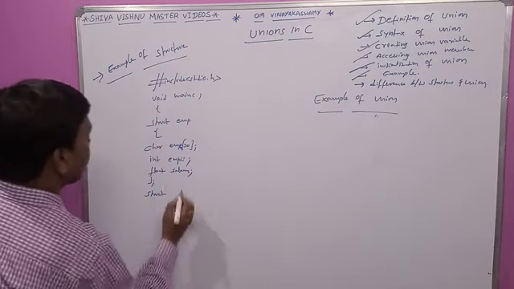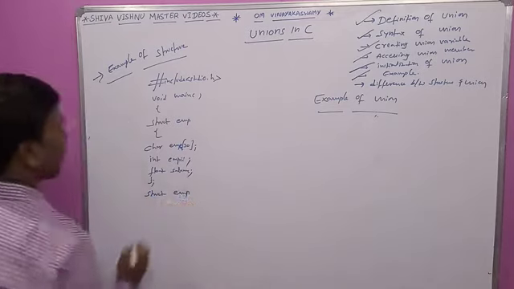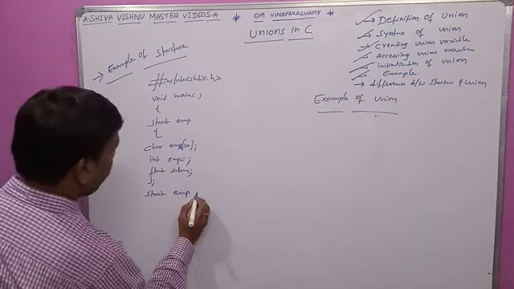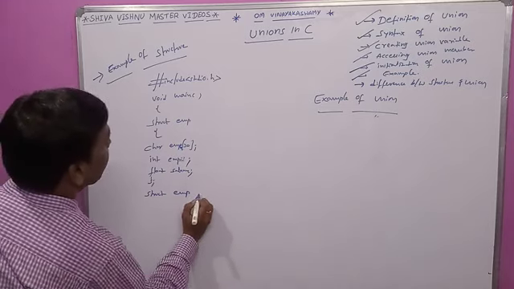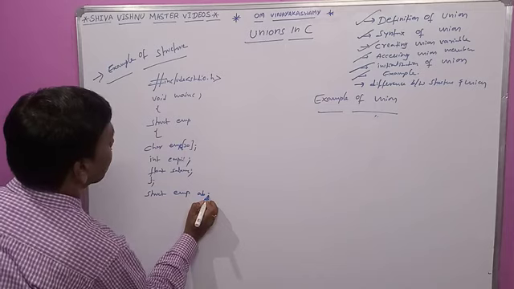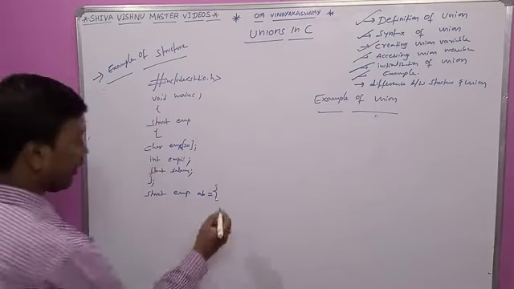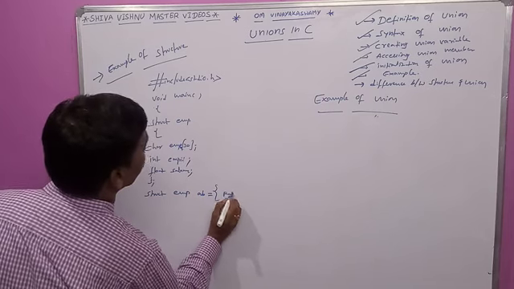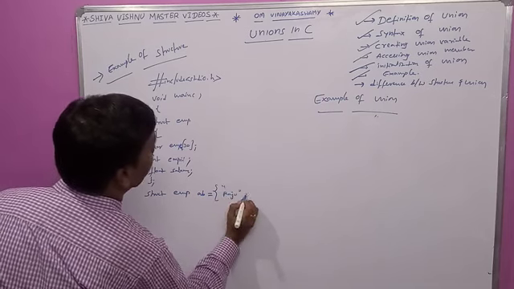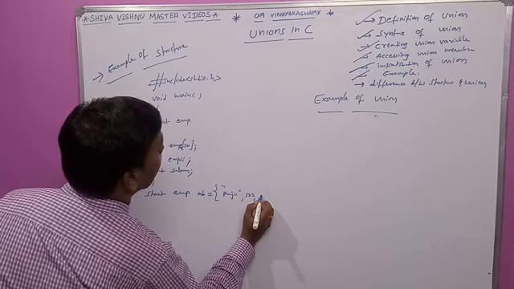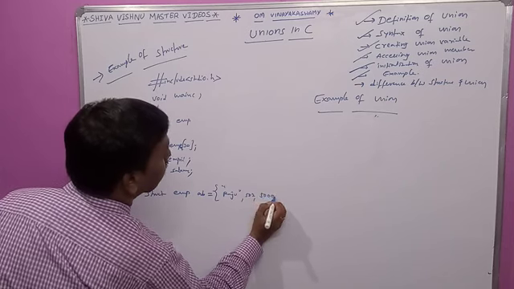Now you can see the structure name is emp, structure name emp. Emp is the structure, ab is a variable. Here you can see the initialization: Raju, ID number 502, salary 50,000.